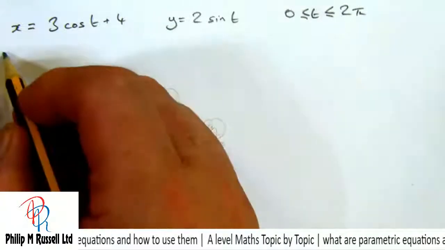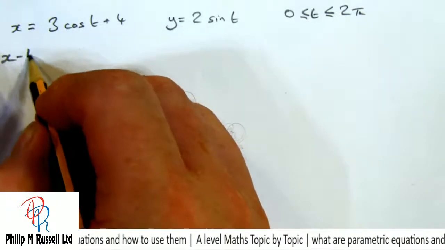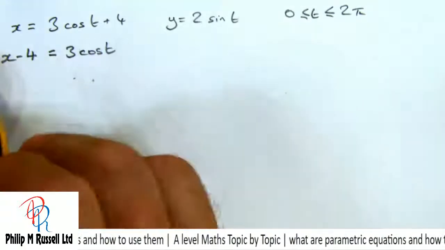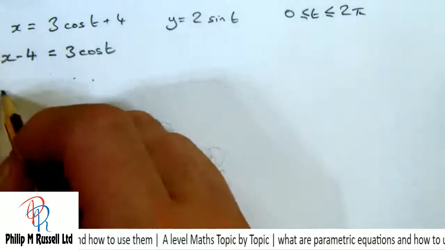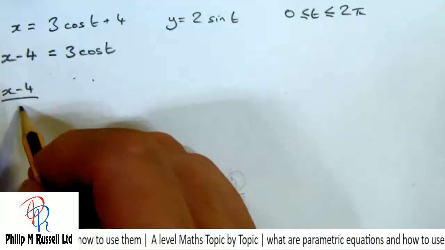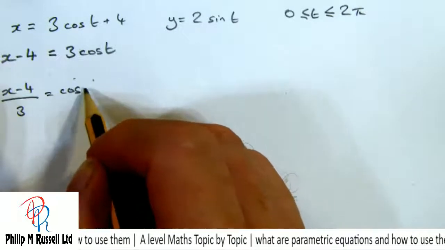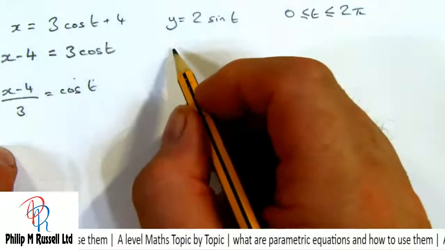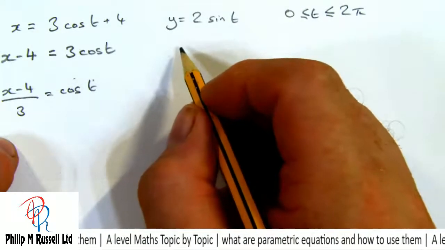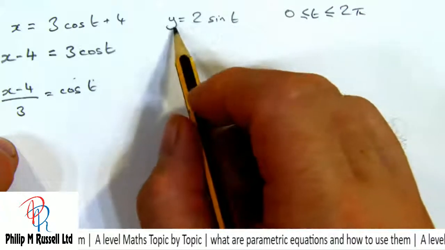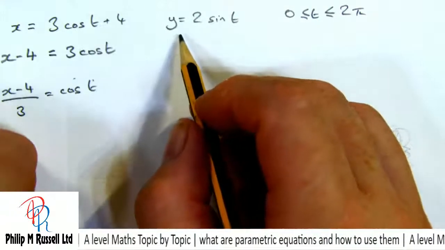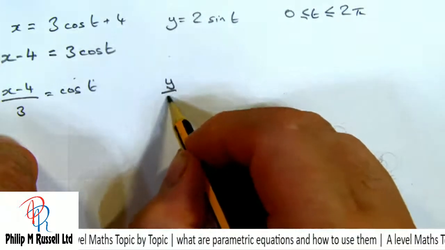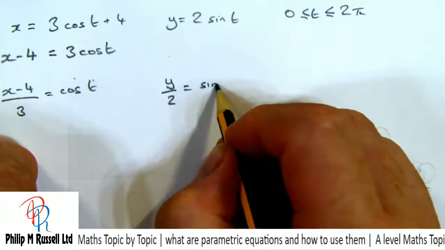So this is going to be x minus 4 equals 3 cos t, and I've got x minus 4 over 3 equals the cos of t. Let's do the same for this one. We know here this one is simply y over 2 equals the sine of t.